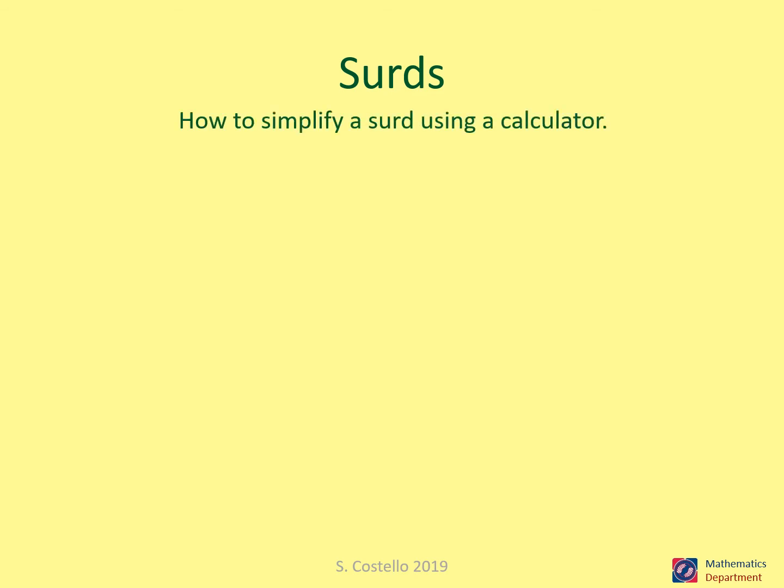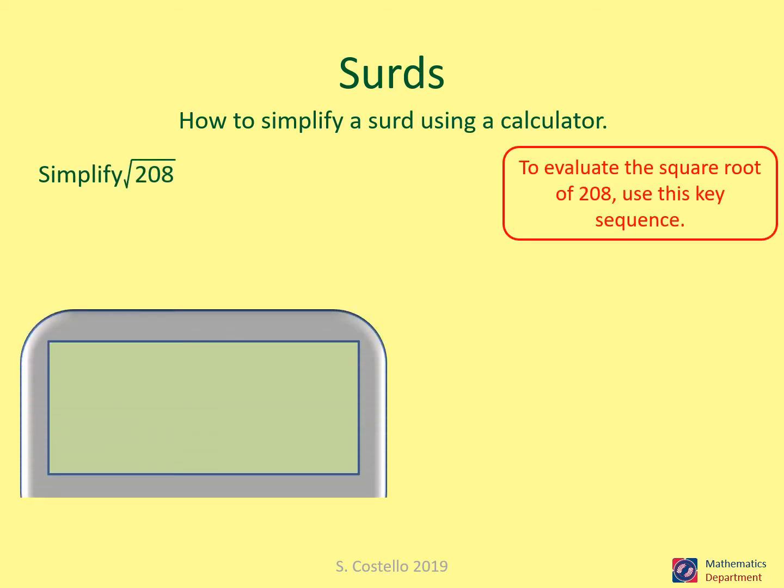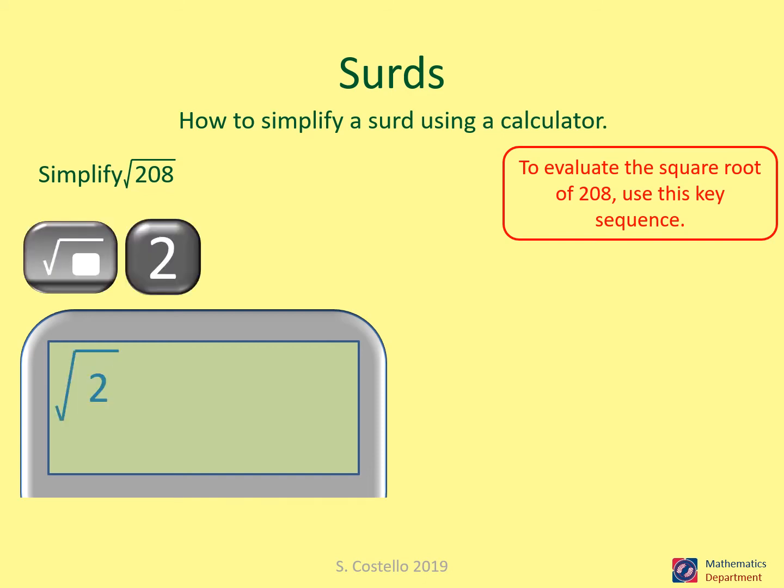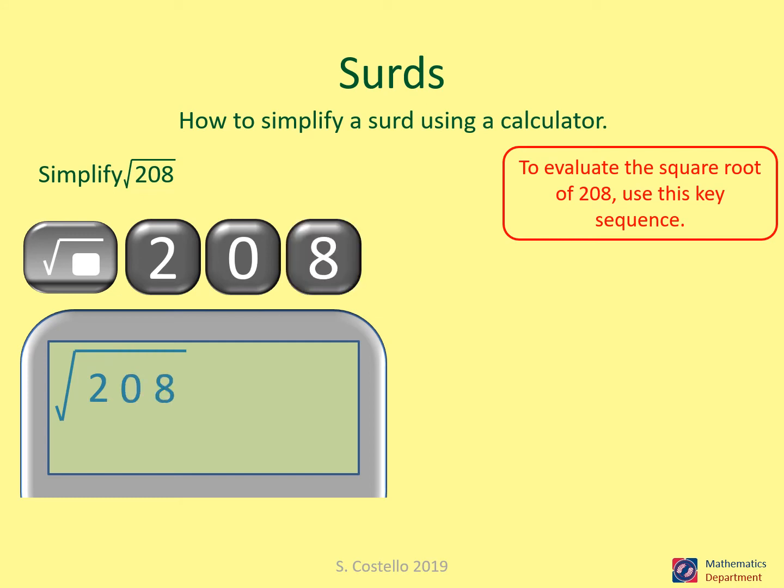How to simplify surds on a calculator. Simplify root 208. To evaluate the square root of 208, use this key sequence: square root sign, 208, equals, and the calculator will always give the surd in its simplest form.